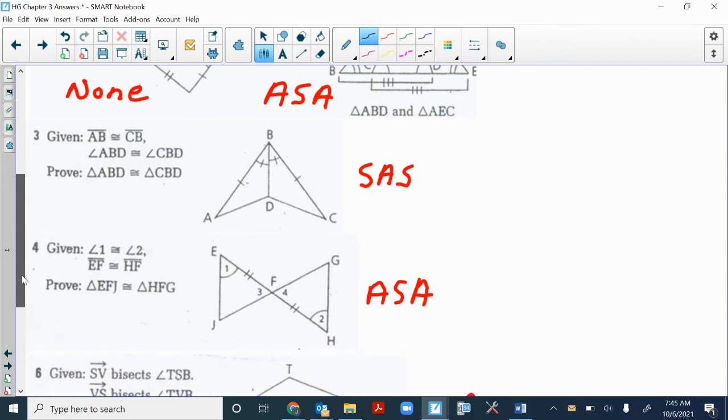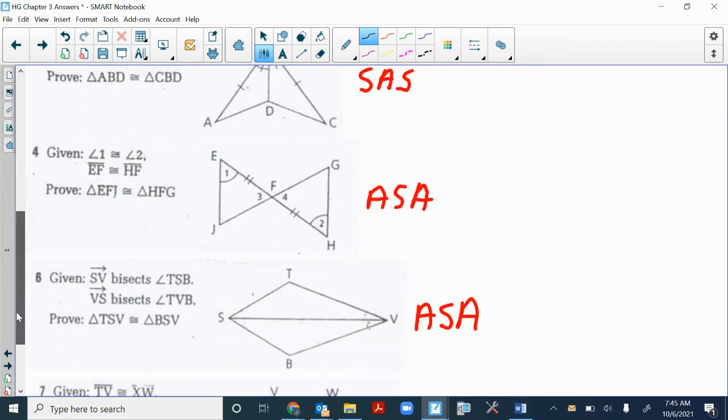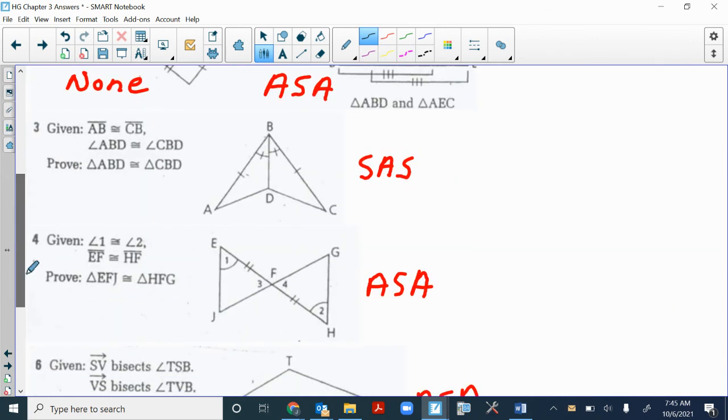All right, here in 3, 4, and oops, I guess 3, 4, 6, 7. I guess we skipped number 5. We're just given information and deciding which of the congruency statements we're going to use. So AB is congruent to BC. We have a side. We have the angles here. And then the last side is BD is congruent to BD, right? If you ever have that shared side, by the reflexive property, we know BD is congruent to BD, which means we have side angle side. Okay, so that's that one.